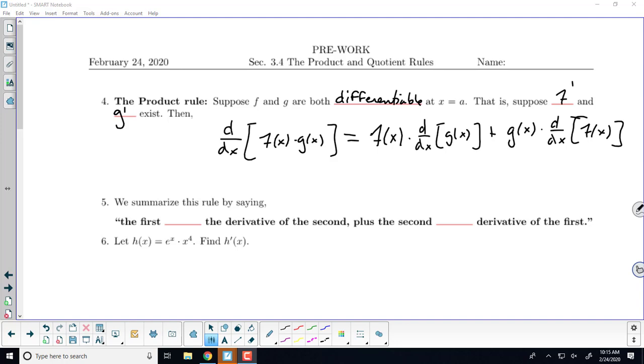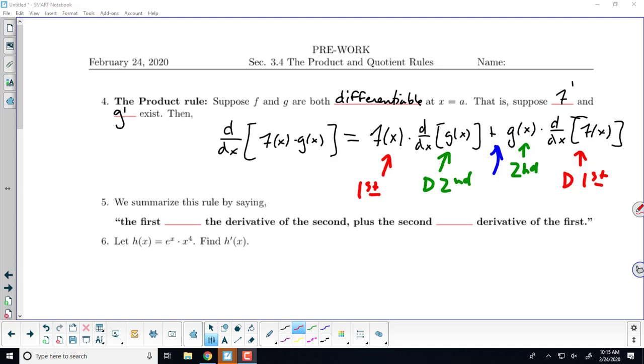We say that you take the first, this is the first here, times the derivative of the second. We've got the operation plus, watch that. And then we take the second, and then we multiply that by the derivative of the first. So you'll want to memorize that. Okay? There's an easier way to remember that. You multiply each with the other's derivative.